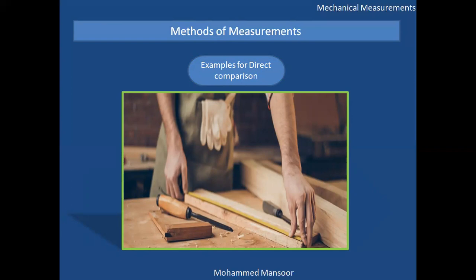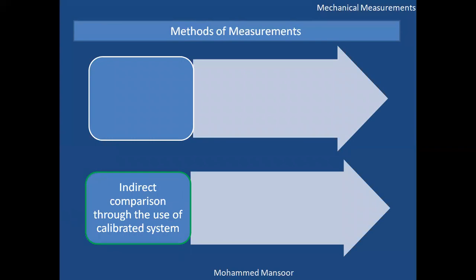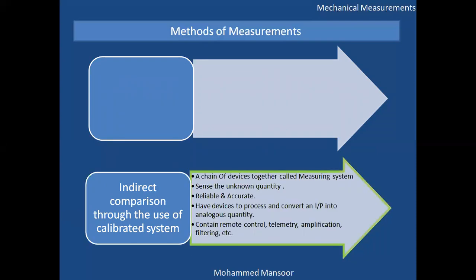Next, the second method is the indirect comparison. We are doing the indirect comparison through the use of a calibrated system. In the calibrated system, we have a chain of devices that work together. We call it a measuring system. There are different devices working together, and they can be regarded as the measuring system. The sense which we want to measure will be measured by this indirect comparison.